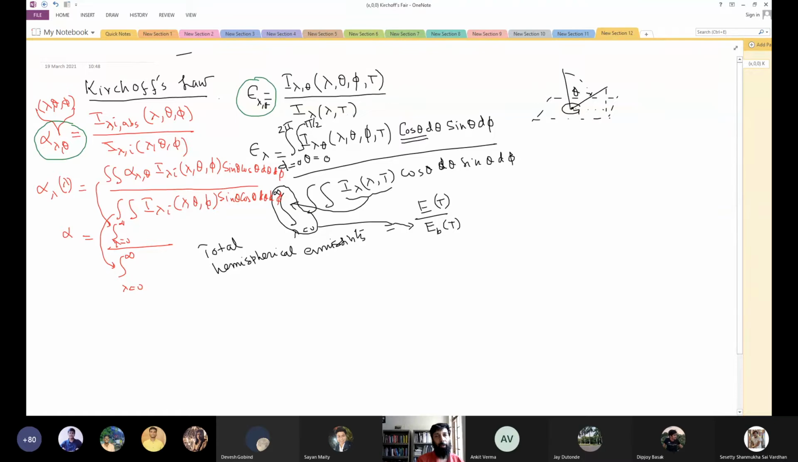See, this black body radiation has nothing to do with the surface. You give lambda, give temperature, you know the power. So the feature of the surface is here. So both these quantities, alpha lambda theta and epsilon lambda theta, are properties of the surface.